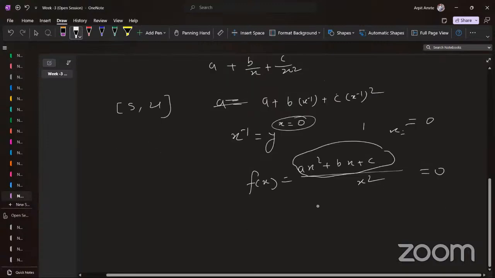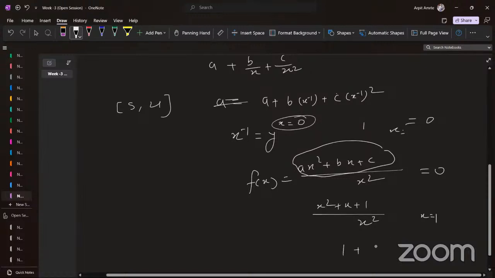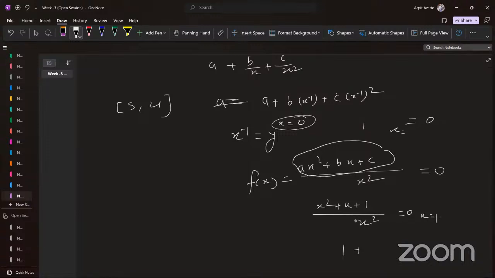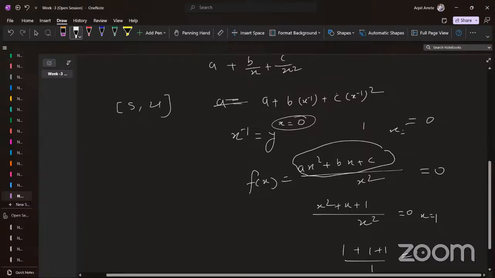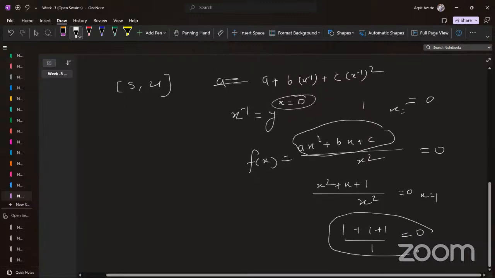Suppose, let us take an example: x square plus x plus 1 divided by x square. Put x equals 1. What will it be? Just take it equal to 0. So for x equals 1, what will it be? x 1 plus x 1 square plus 1 y 1 is equal to 0. Will it be valid if you say a quadratic function is defined like this?